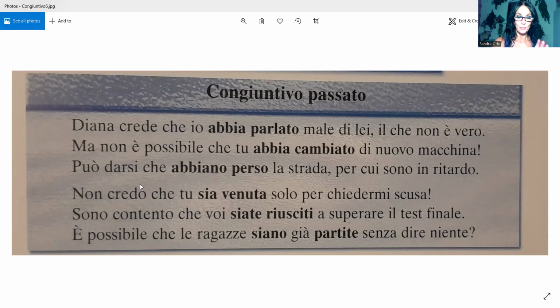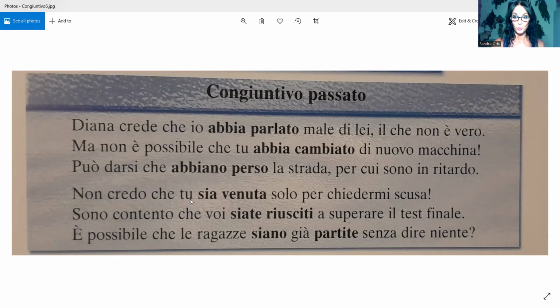So again, the first part in the present tense, I do not believe. And the second part in the past, that you have come. Remember that in English you always use to have as auxiliary. In Italian we use essere. You have come only to apologize.